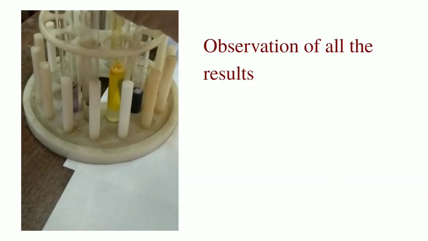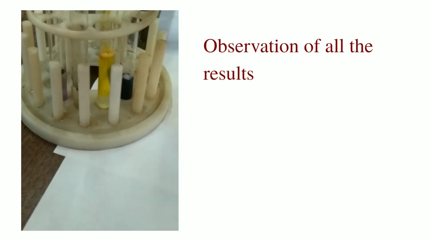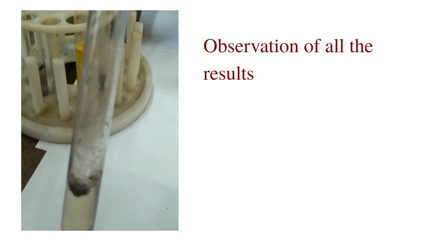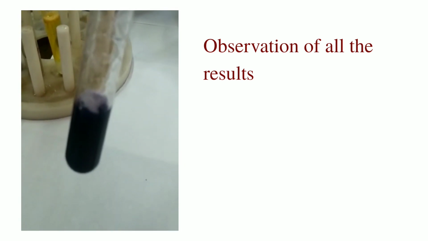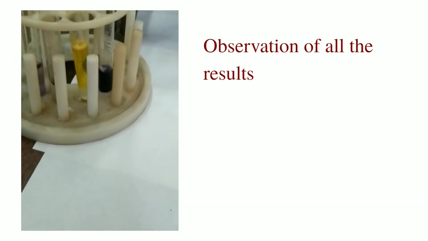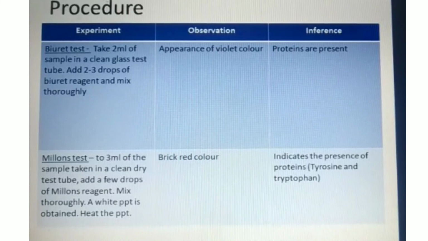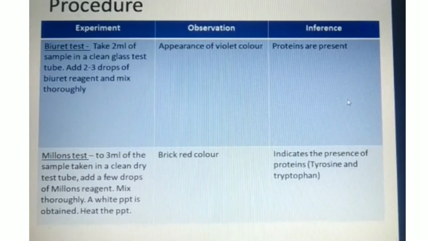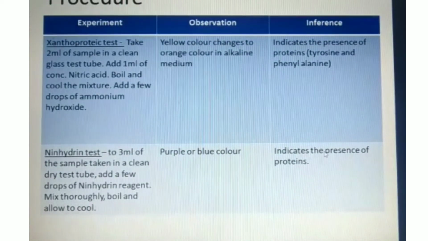I have kept the test results here. For Biuret, purple coloration. For Millon's, reddish brown precipitate. Xanthoproteic test, orange coloration or precipitate. And for Ninhydrin, blue coloration. All these tests indicate the presence of proteins in the given sample. I have given the procedure here: Biuret test, Millon's test, xanthoproteic test and Ninhydrin test.